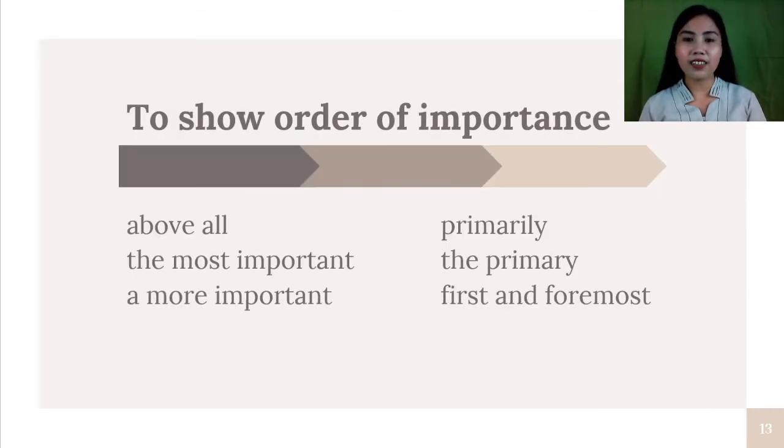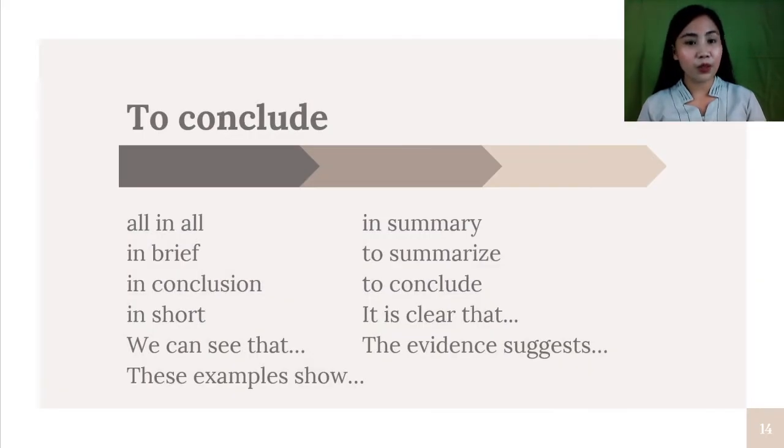Here are the grammatical signals or expressions you may use in a problem solution pattern of idea development. To show order of importance, you may use above all, the most important, a more important, primarily, the primary, first and foremost. To conclude, your options are all in all, in brief, in conclusion, in short, we can see that, these examples show, in summary, to summarize, to conclude, it is clear that, and the evidence suggests.